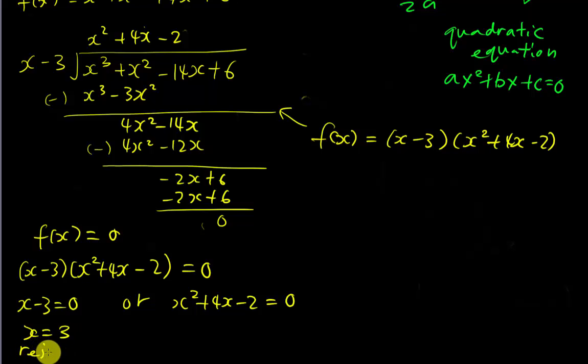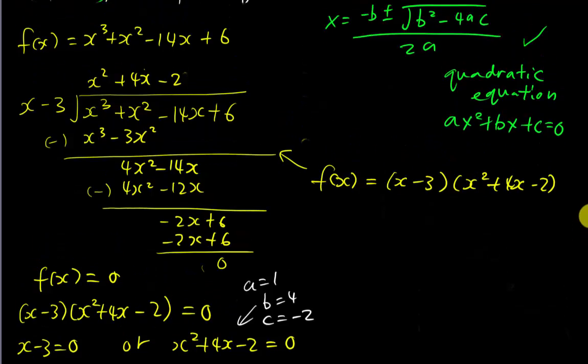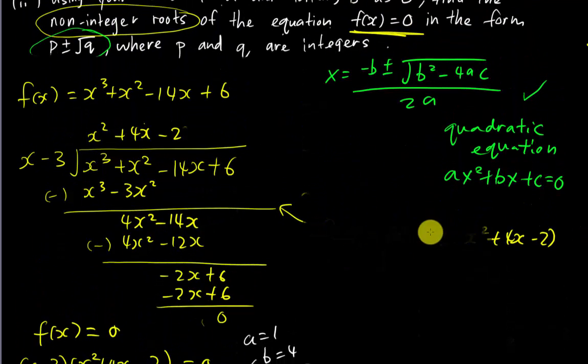This answer I will reject because this is not what the question asks. The question asks for non-integer roots. This is an integer root. Okay, so non-integer roots, that means this one. So this one I'm going to use the formula just now to actually find out the non-integer roots. Of course, in this one, at least you have to know your a equals 1, your b equals 4, and your c equals negative 2 because of ax squared plus bx plus c. Alright, then I will substitute into the formula here. So yeah, I'm going to erase this one and this one.